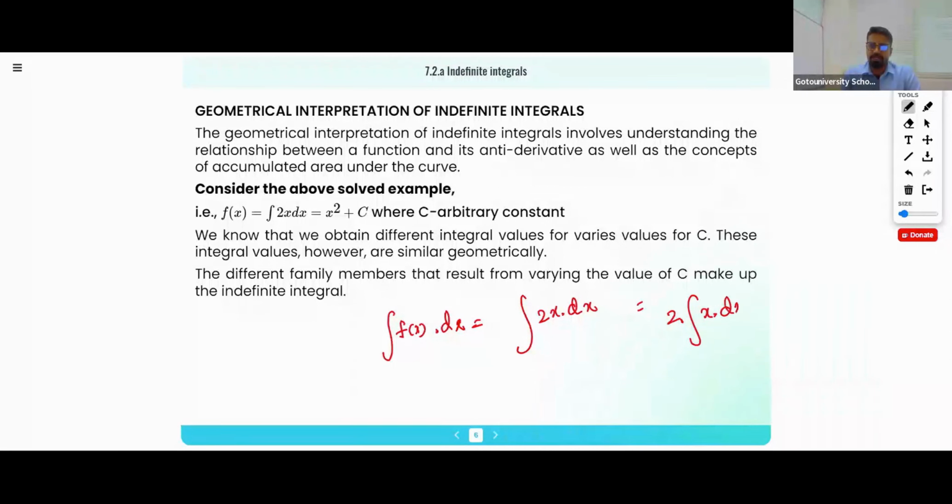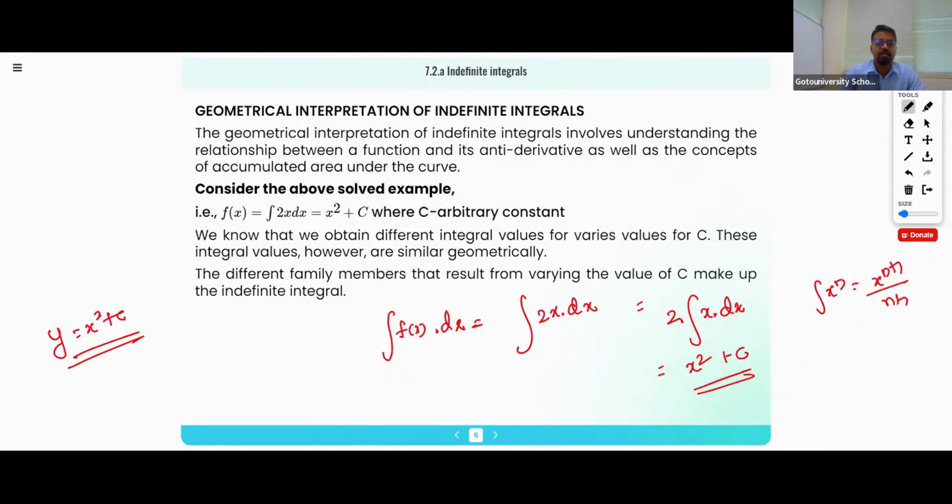It is x dx, and from the formula we know the integral of x power n is equal to what? x power n plus 1 by n plus 1. Using the same formula, my function will become x square plus c. This may be taken as y is equal to x square plus c. Can you imagine how this function looks? It's a function representing a parabola, right? If c is equal to 0, what happens?